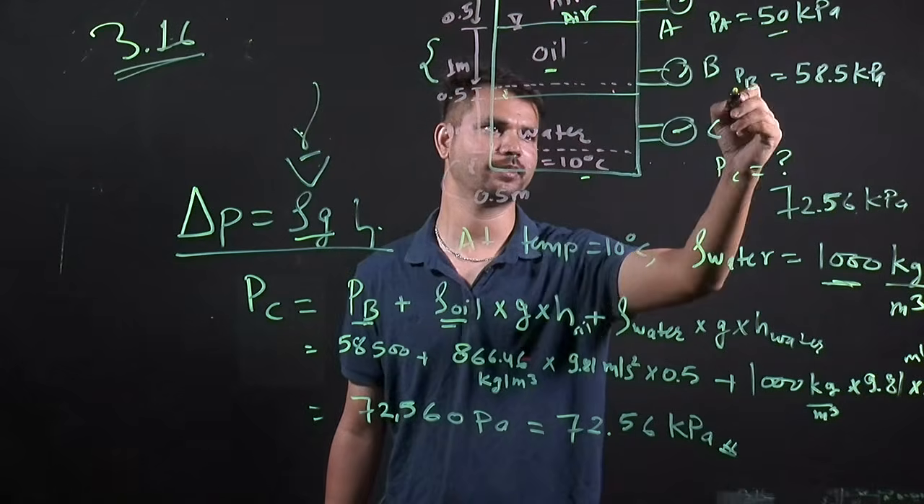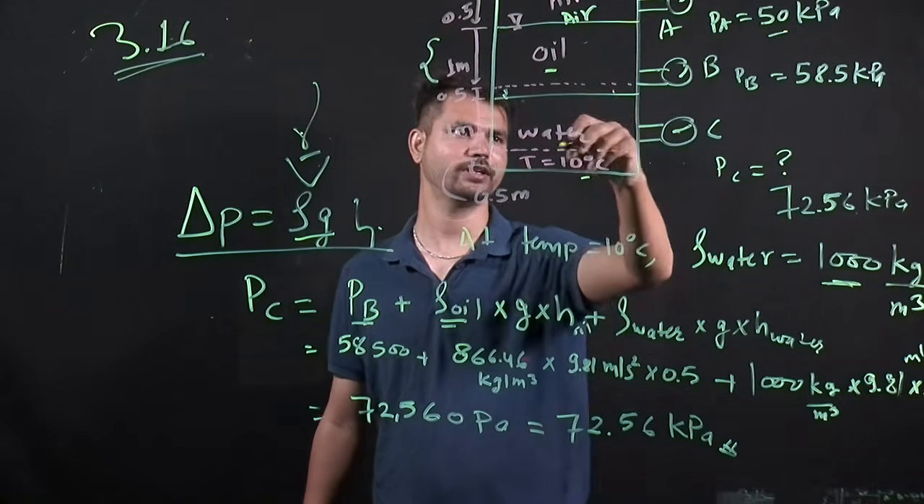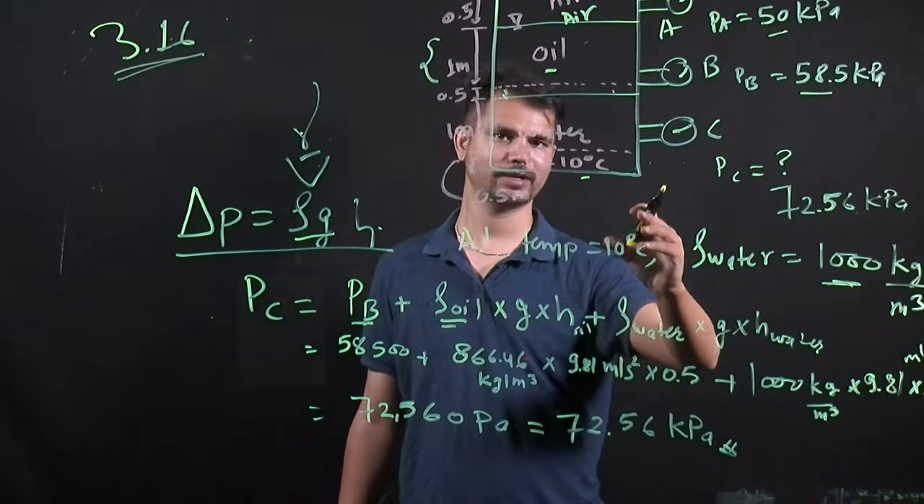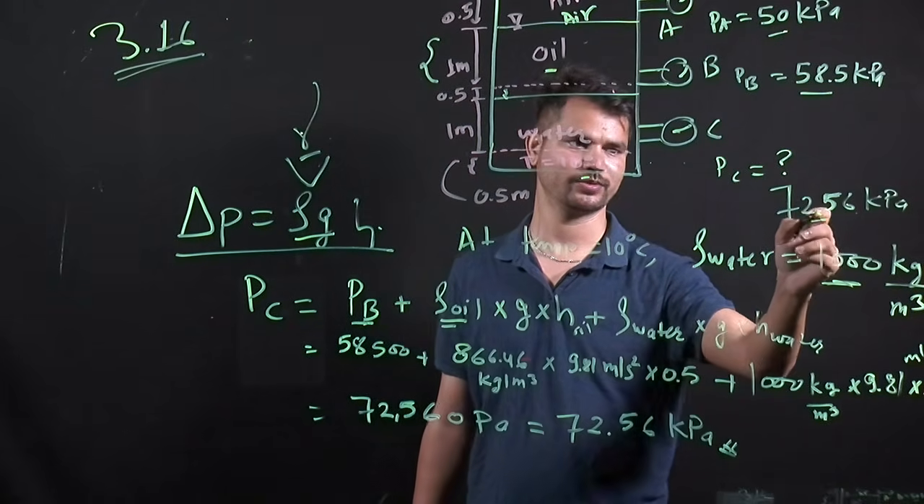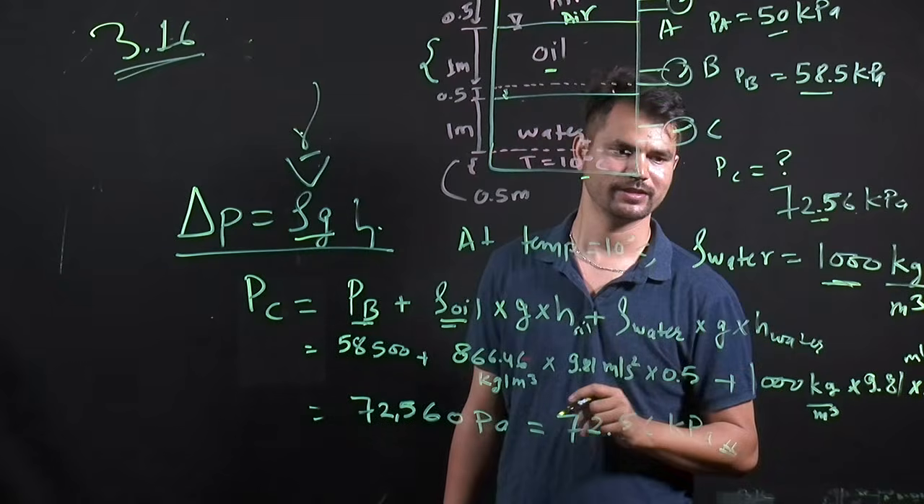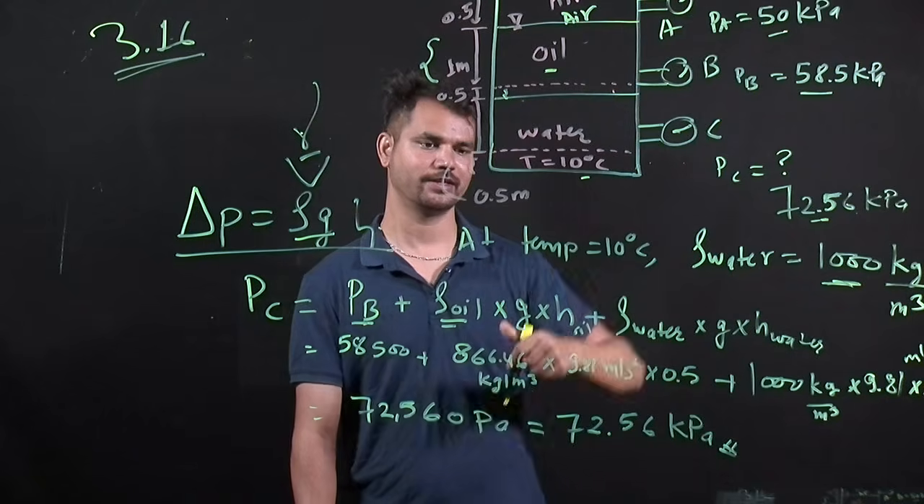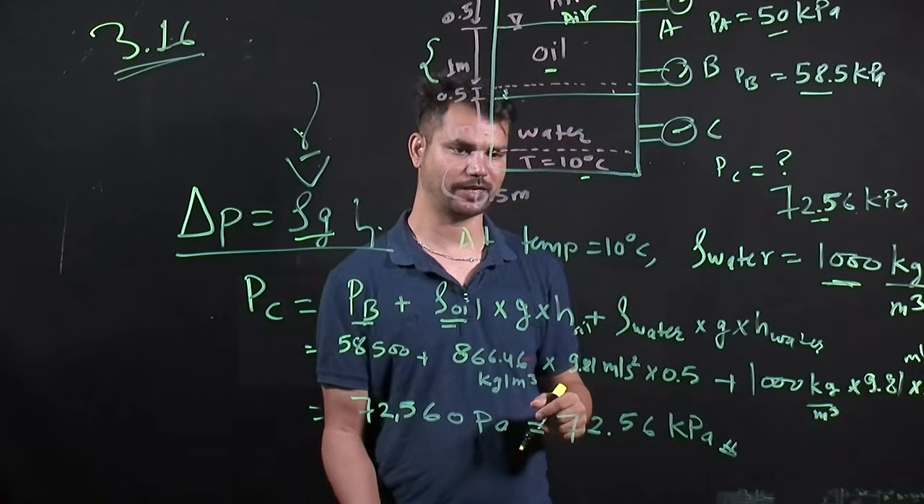and when we are at the surface of the wheel, the pressure was 58.56, and when we come down again, the pressure is 72.56 kilopascal. So it shows that pressure increases linearly when we go down.